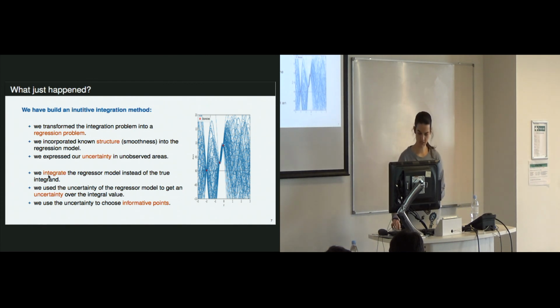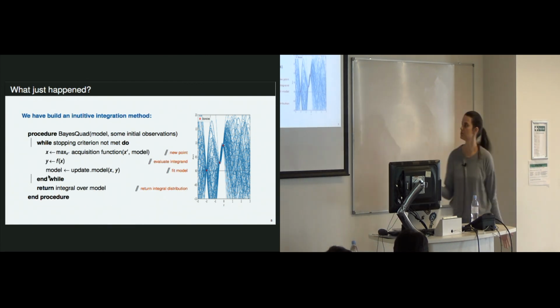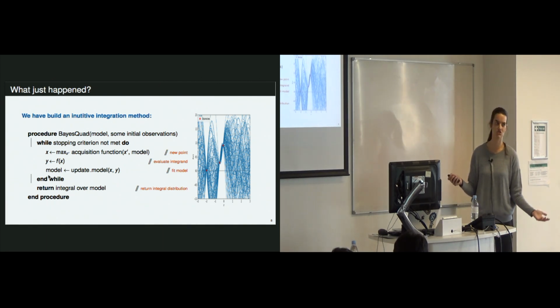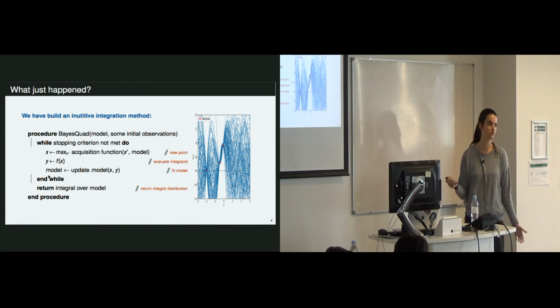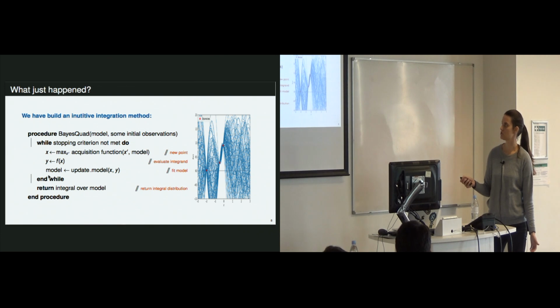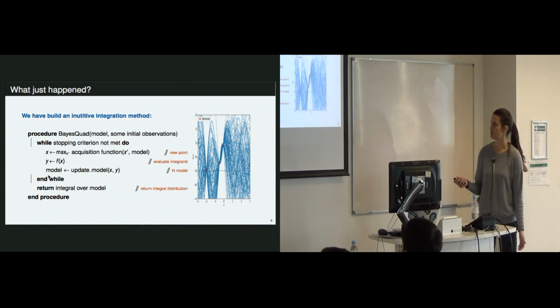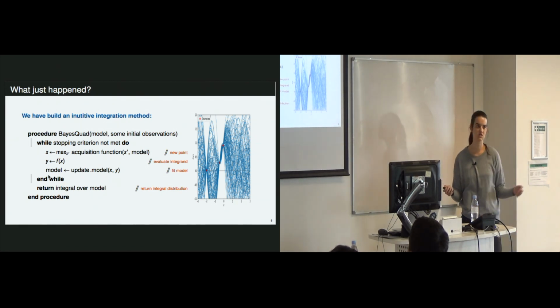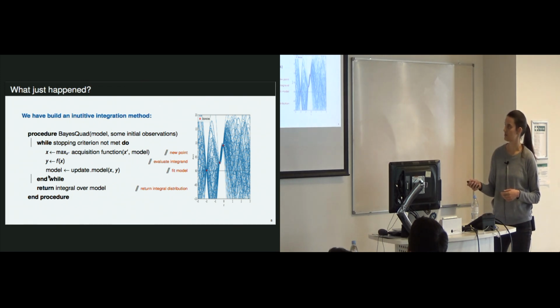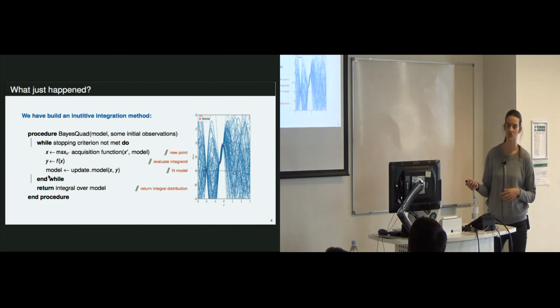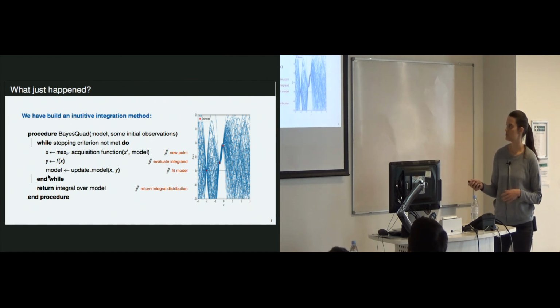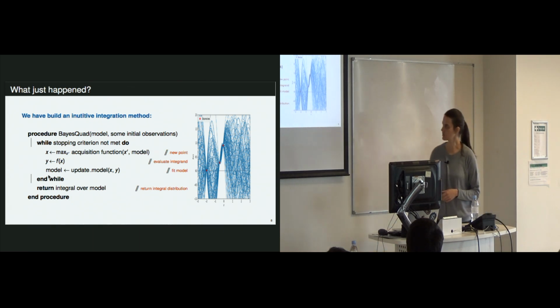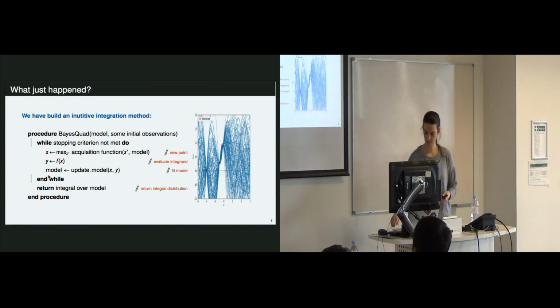So this in words can be written down as pseudocode, and this procedure we would then call Bayesian quadrature. So you have a model that you choose to model your integrand, possibly some initial observations, and then you do your loop until your budget is full, where you maximize some acquisition function. That's a heuristic which tells you the utility of the next point. You then evaluate at the point that maximizes your acquisition function, and then you take this new observation to update your model and fit your model, and then you do it all over again. And in the end you integrate your model to get an estimate of your integral.